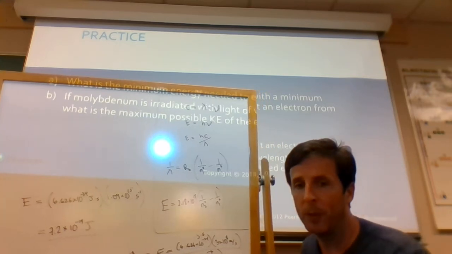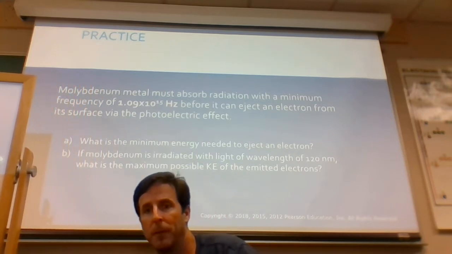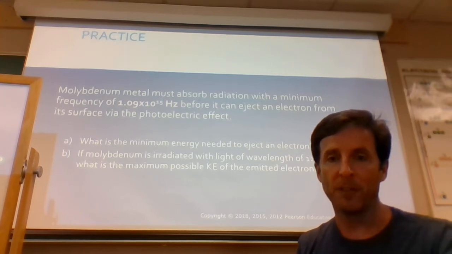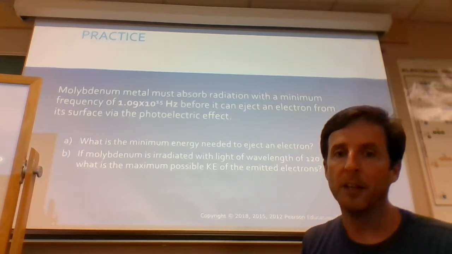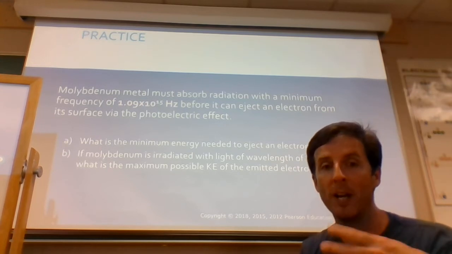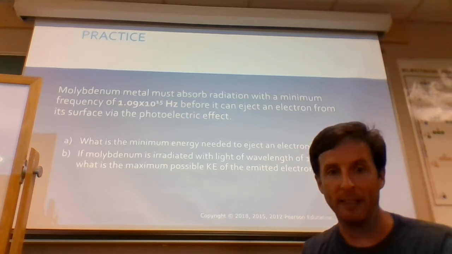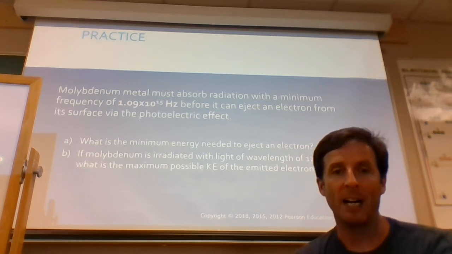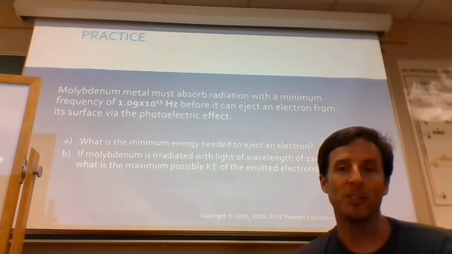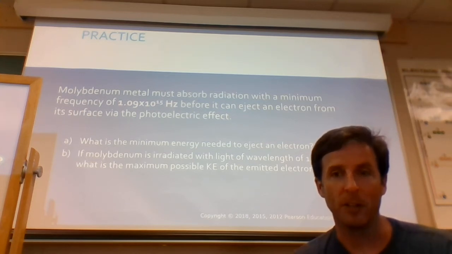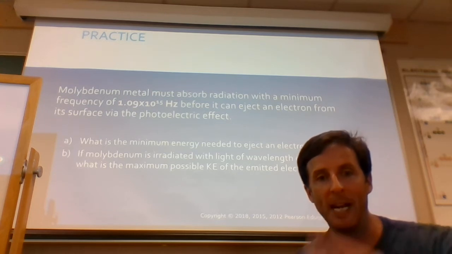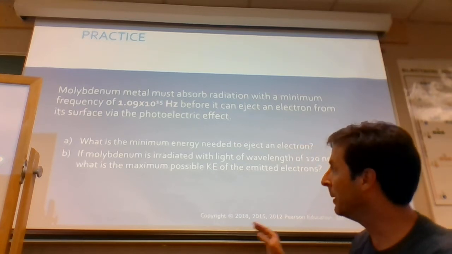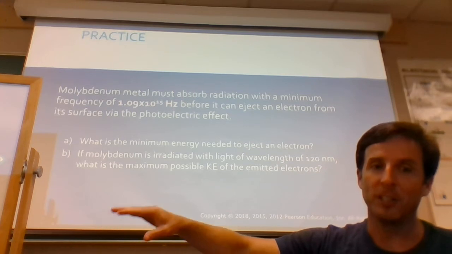Now, if we go to letter B of this question, when we shine a light onto the surface of the metal, molybdenum in this case, we're usually going to have more energy in the photons than we need. Okay, it's kind of like if you go shopping and you're expecting to buy $80 to $90 worth of groceries, you have to go to the store with more than you expect to spend. So you go to the store with $100, spend $80, but when you go home, you're still going to have $20 left.